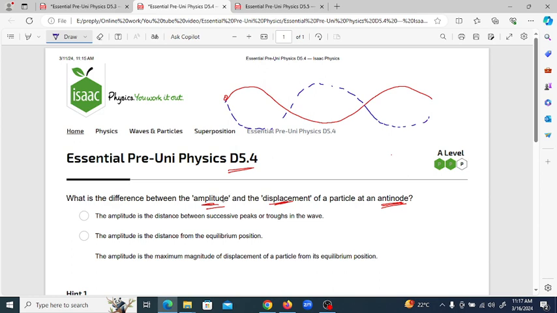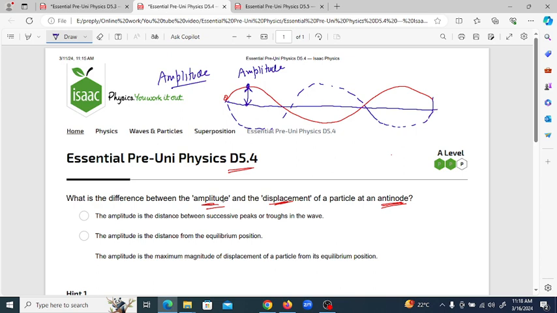So amplitude is defined as, for example, if we have this equilibrium line at the mean position, the distance from the equilibrium line to the highest point, the largest point where the wave can go, the maximum distance above the mean position, is called amplitude. That is amplitude. And now, the displacement of a particle at the antinode. So the particle at the antinode, its displacement.